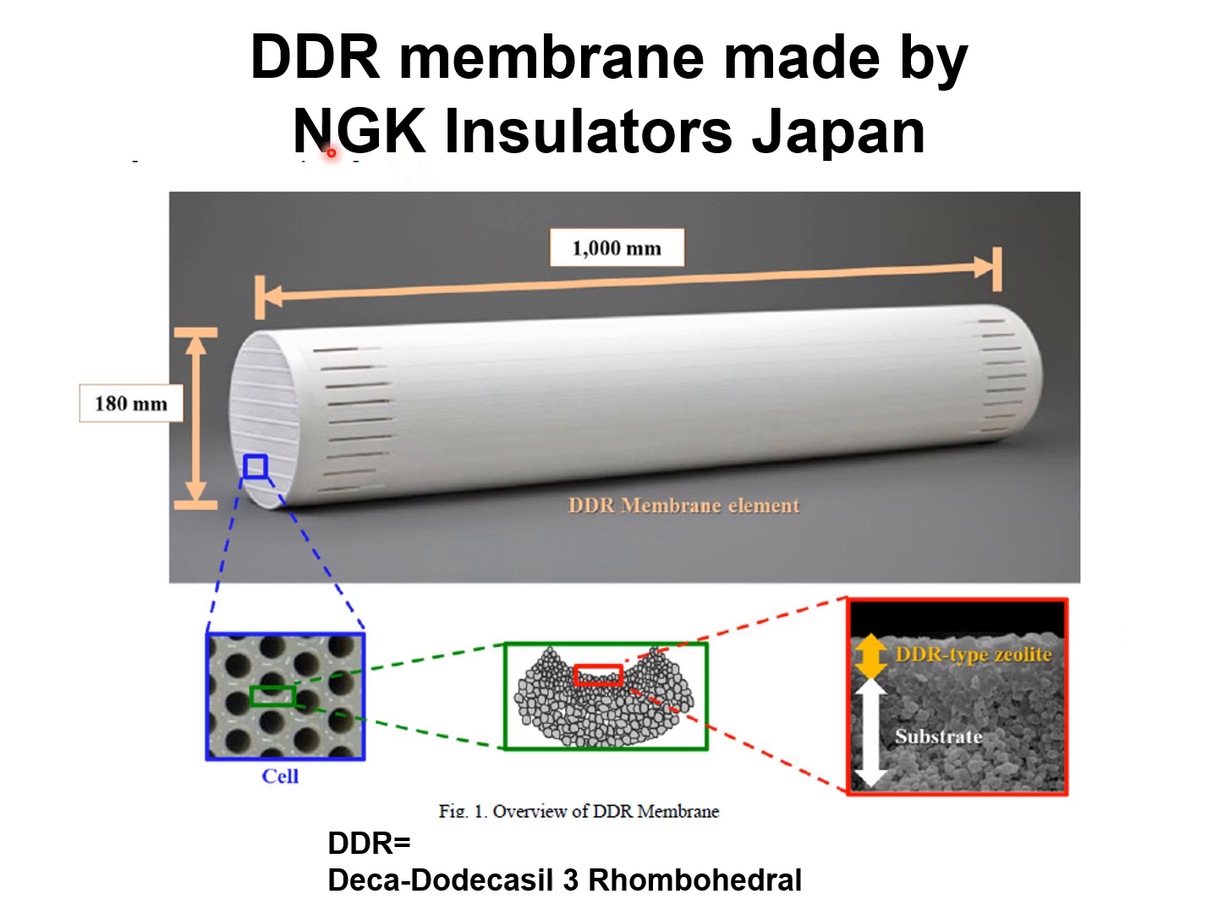The company called NGK Insulators in Japan offers membrane modules which have a monolithic structure, and the inner walls of the tubes are coated with a thin layer, typically about 20 micrometers in size. And this layer consists of DDR zeolite that allows selective CO2 permeation from a CO2/methane mixture.